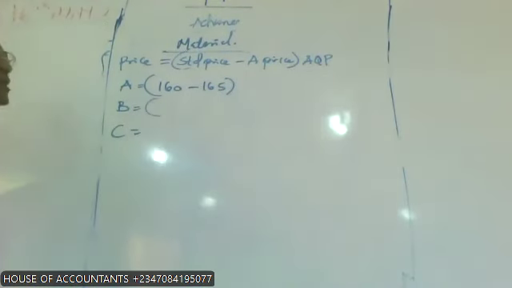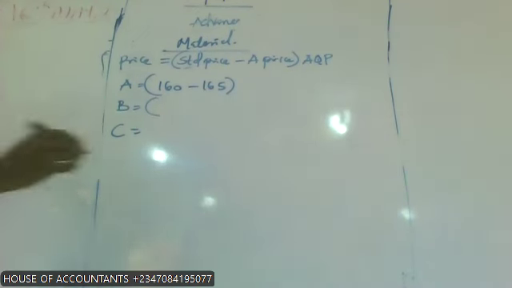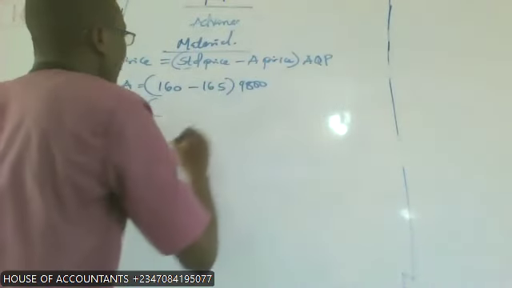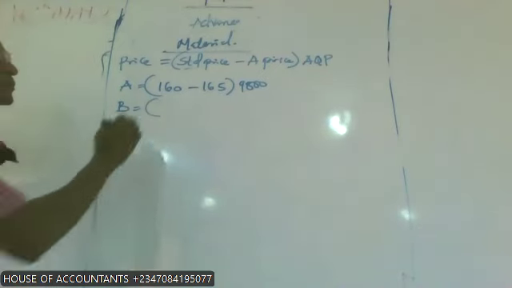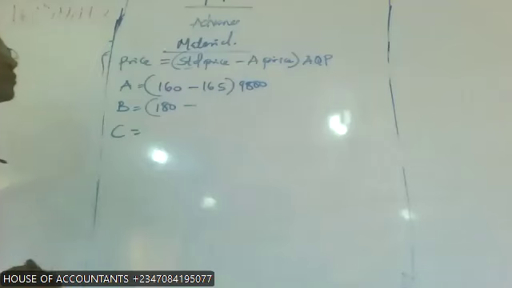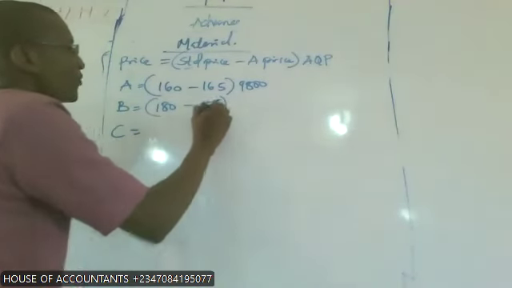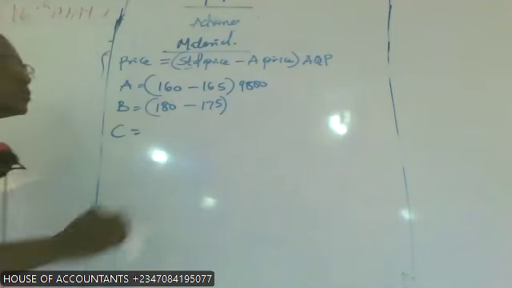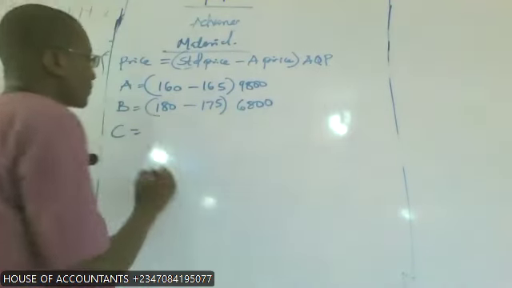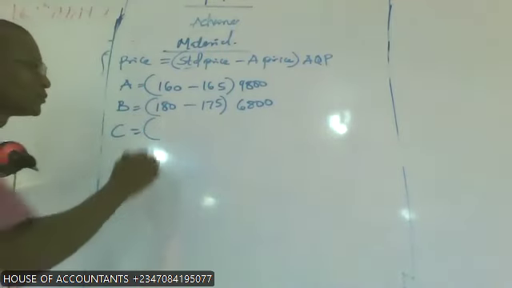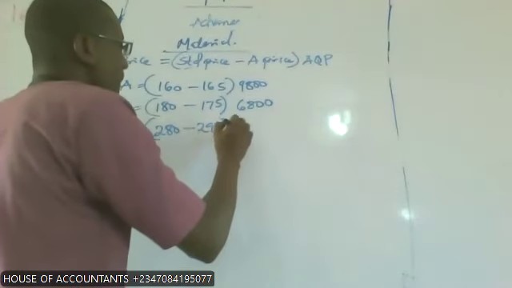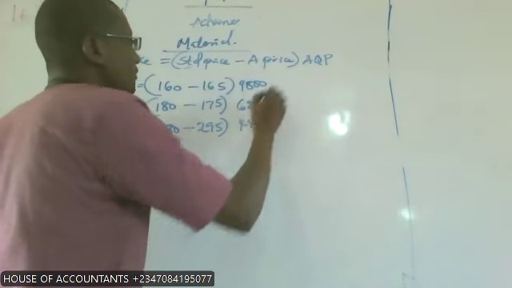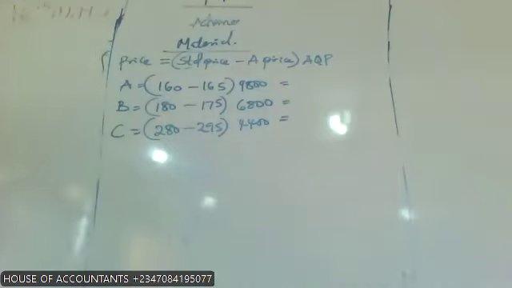Then what is the actual quantity purchased for A? 98. Then for B, 180 minus 175, quantity 6,800. Then for C, 280 minus 295, quantity 4,400. Simply, what do we have as variance?